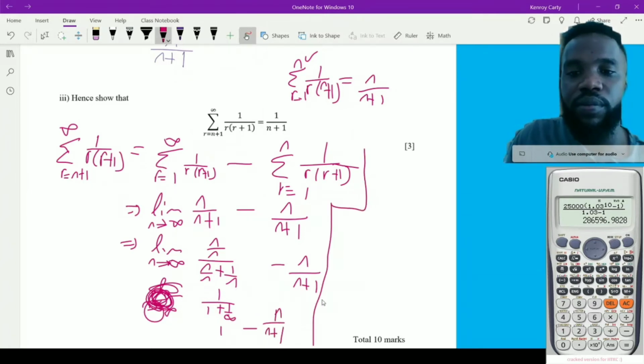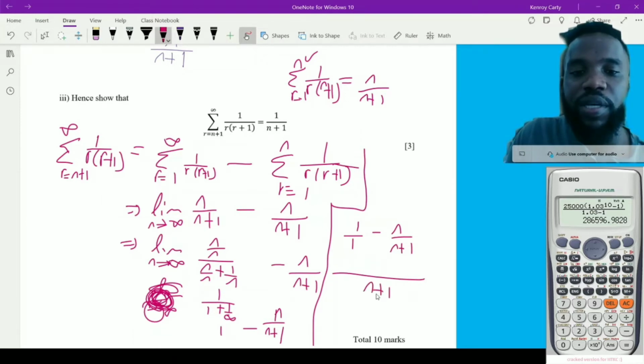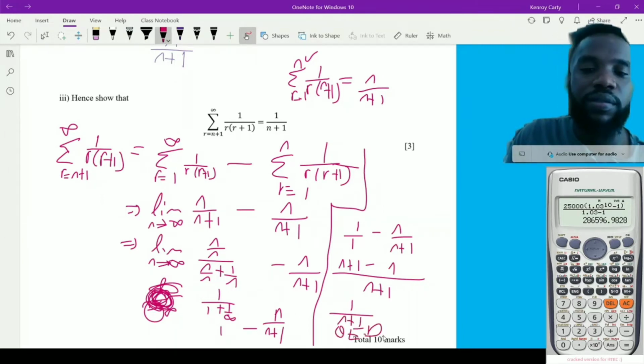Alright, let me create some space here and work that out. Now I can put 1 over 1 minus n over n plus 1. The LCM is n plus 1. So 1 into n plus 1 is going to give me n plus 1 minus n, n plus 1 into n plus 1 is 1. 1 times n is n. So I simply have 1 over n plus 1, which is what we exactly wanted. Alright, QED.